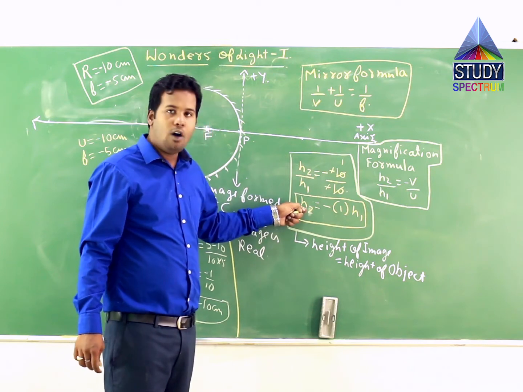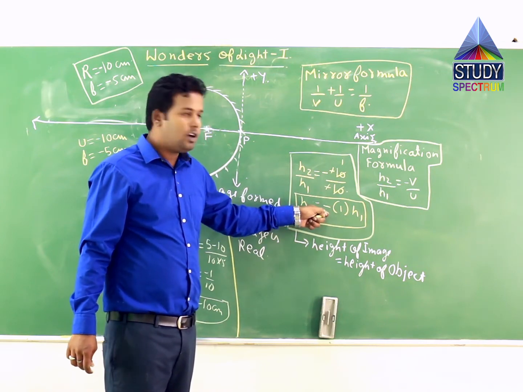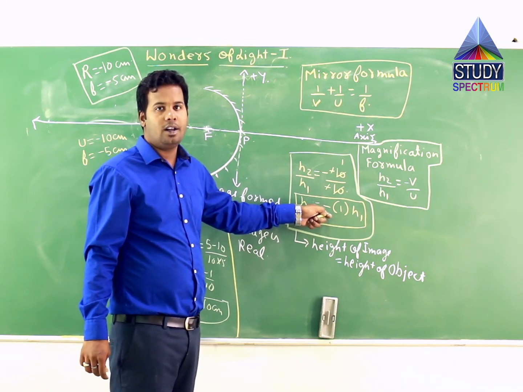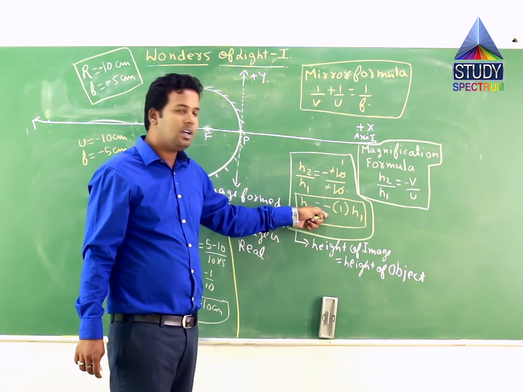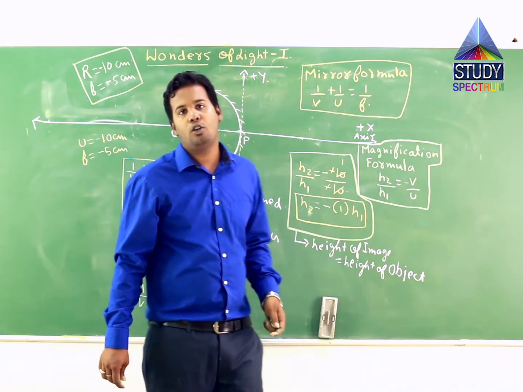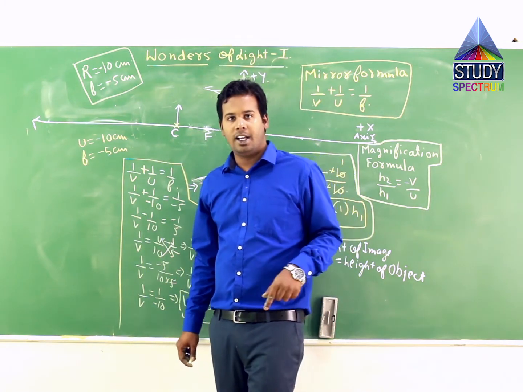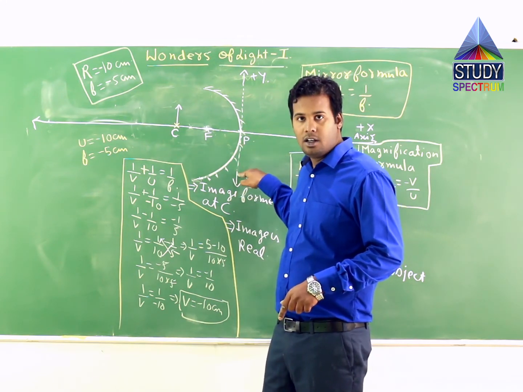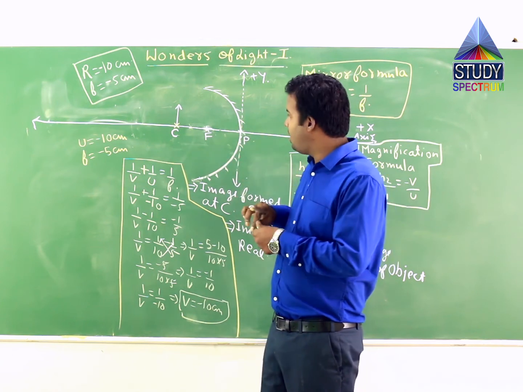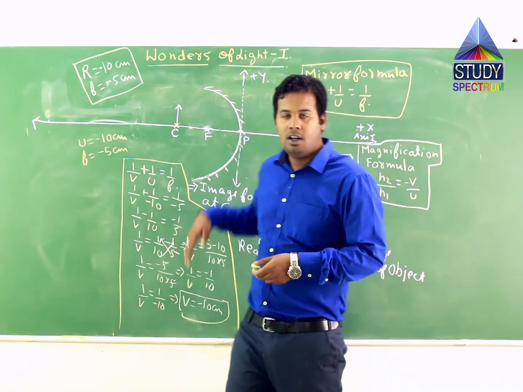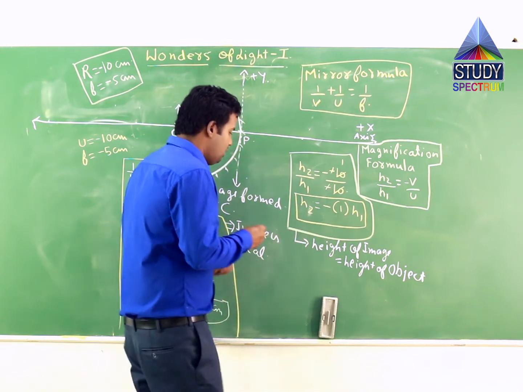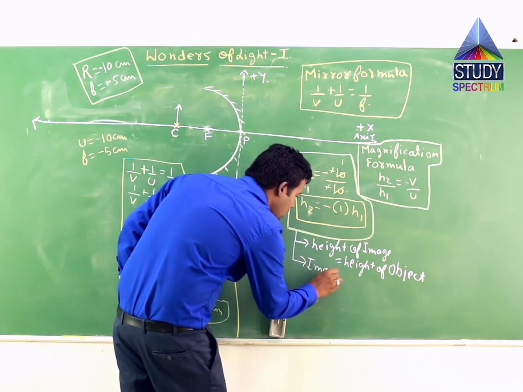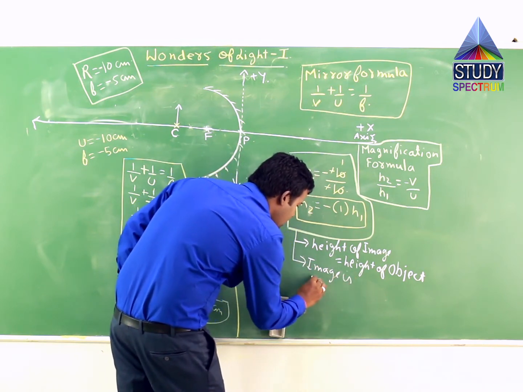Now the second result, whether the image is erect or inverted, can be seen from the sign. If this value of height of image would have been a positive value, then the result would have been an erect image. But since this value is coming out to be negative and we are trying to find the height of image, the value will be located on the negative y-axis and not on the positive y-axis. It means the image is inverted. Correct? Since the value is negative, the image will be inverted. So the second result we can write is image is inverted.